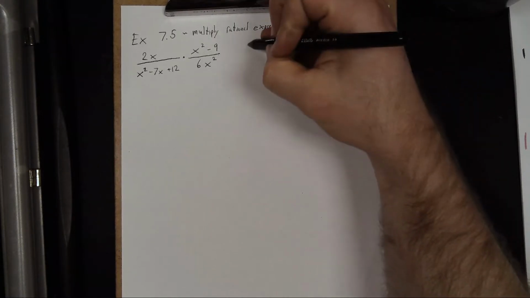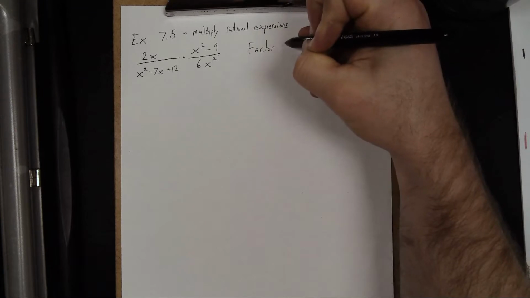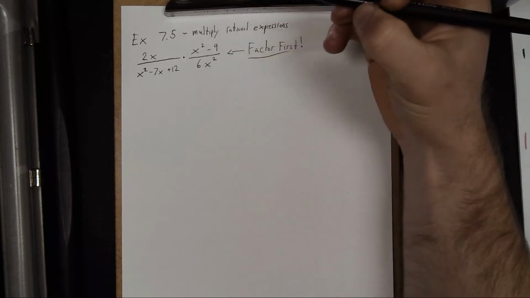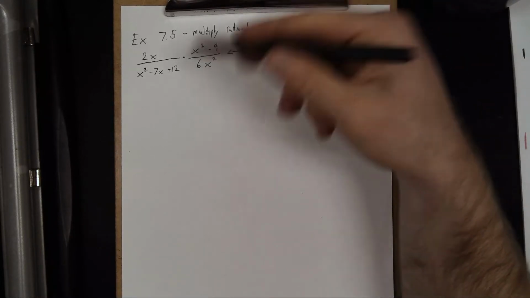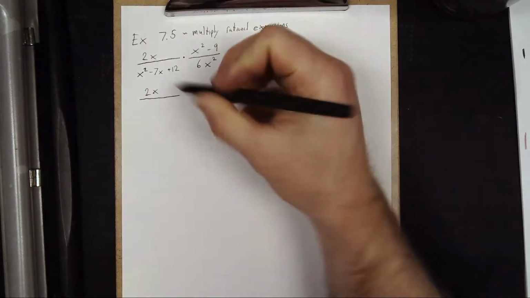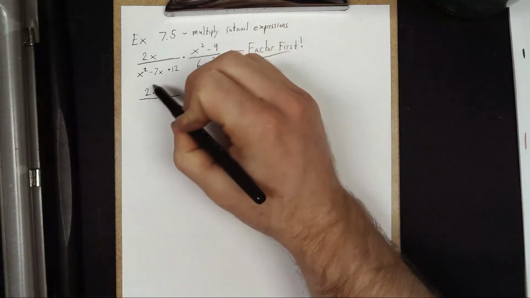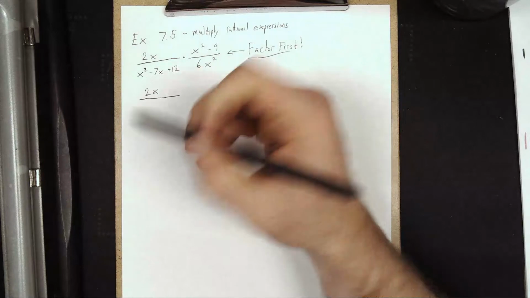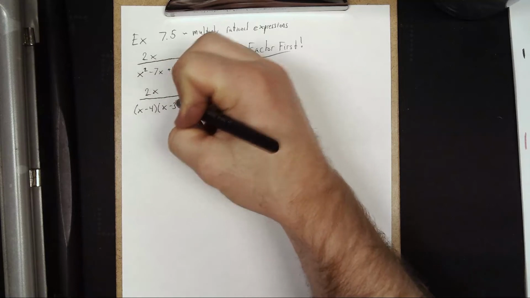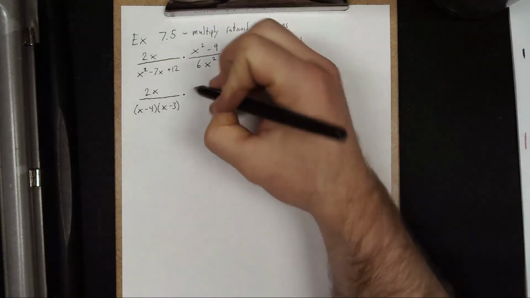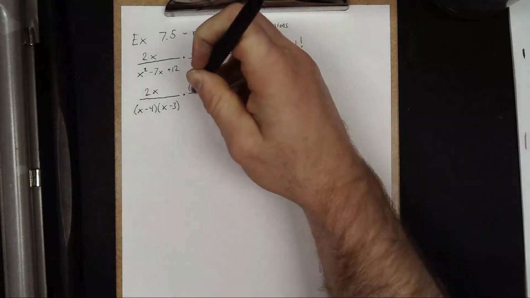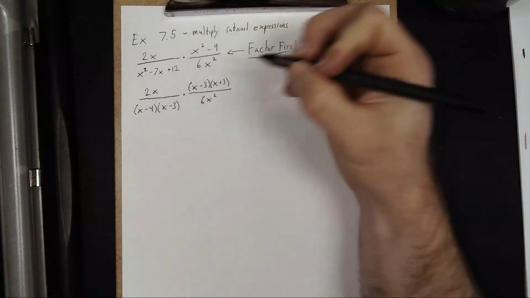The first thing we are going to do is factor. Factor first, right? Make things simpler and then make them more complex. So 2x stays 2x. The bottom here, we need two things that multiply to be 12, add to be negative 7. It's going to be negative 3 and negative 4, so we got x minus 4, x minus 3. All right, x squared minus 9 factors to be x minus 3, x plus 3, and then we got 6x squared on the bottom.